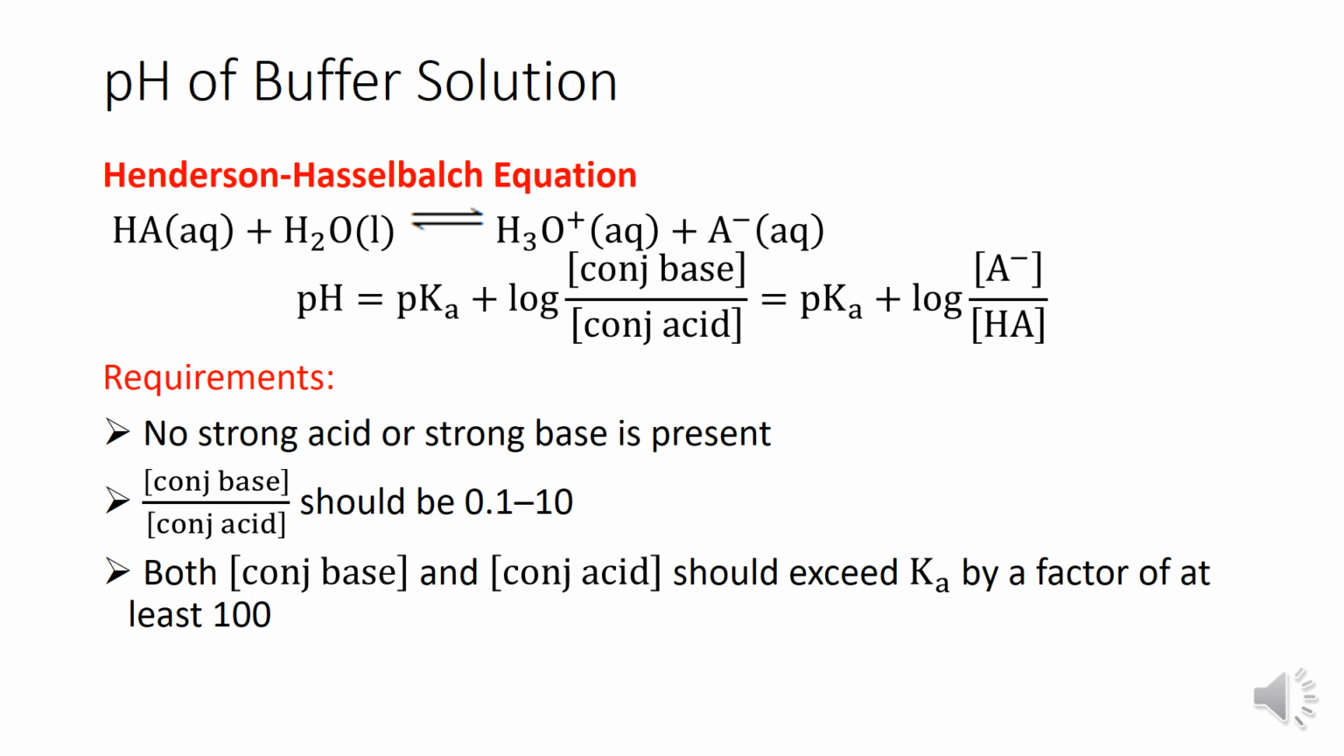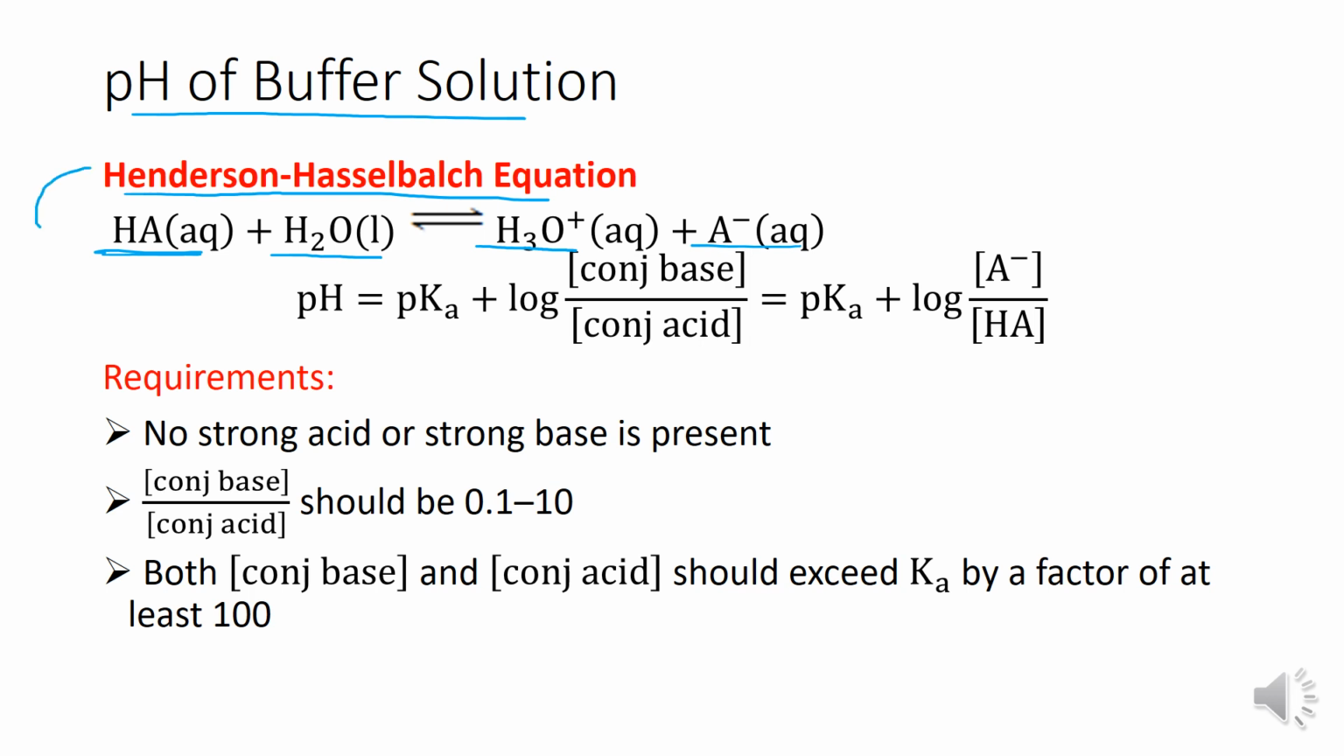Another approach to calculating the pH of a buffer solution is using the Henderson-Hasselbalch equation. So let's say we have any acid, HA. If we add that to water, a hydronium ion will be produced, and the other ion is the remainder of the original acid. So we have A negative.